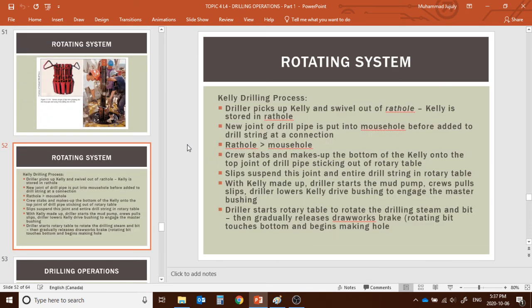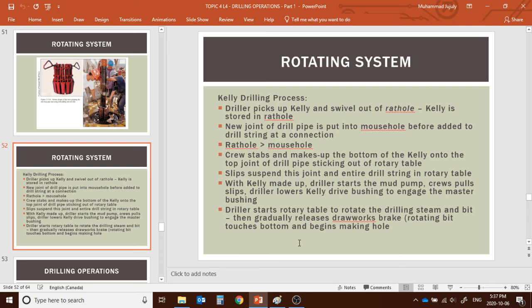Now, how the drilling process is done: the drillers pick up the Kelly and swivel it out to the rat hole. The Kelly is stored in the rat hole, and the new joint of drill pipe goes to the mouse hole before being added to the drill string and the connection. Remember, the rat hole is bigger than the mouse hole. The screw stabs and makes up the bottom of the Kelly onto the top of the joint of drill pipe sticking out of the table.